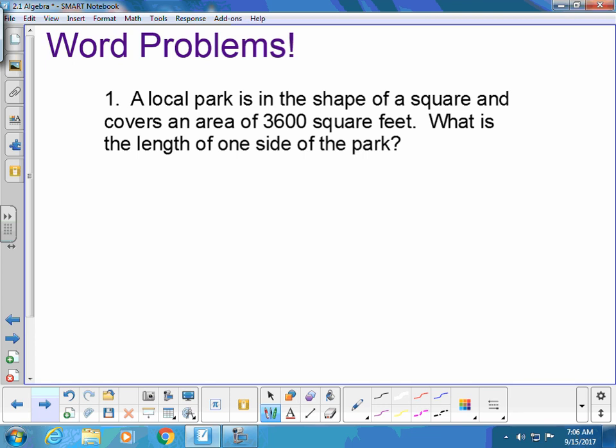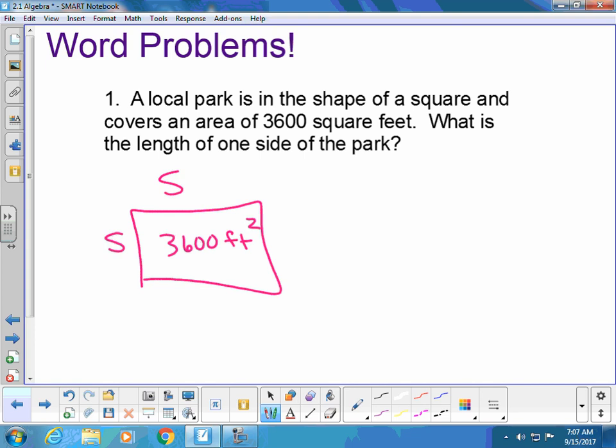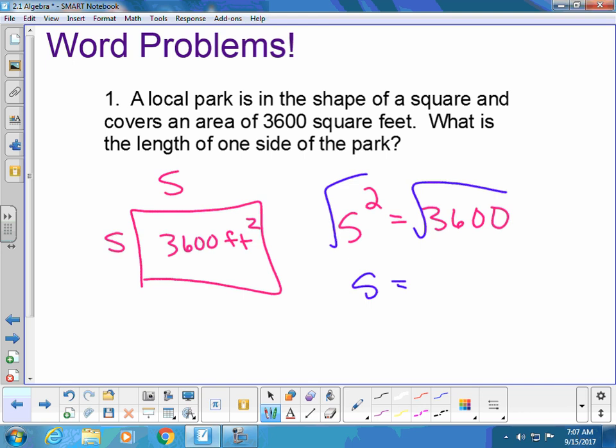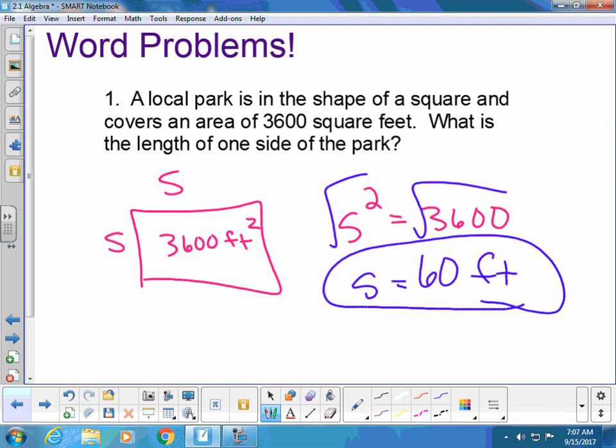All right, we got a couple word problems. I think we have 2, and then we'll be done. So a local park is in the shape of a square and covers an area of 3,600 square feet. So I draw up my picture so I can see it in my head. We are talking about the length of one side of the park. Very, very similar to what we did earlier. So basically s times s, or s squared, equals 3,600 right now. And we just simply take the square root of the 3,600 and we'll have the length of one side of that park. So it's 60 feet. It's the length, so we'll write it in feet.